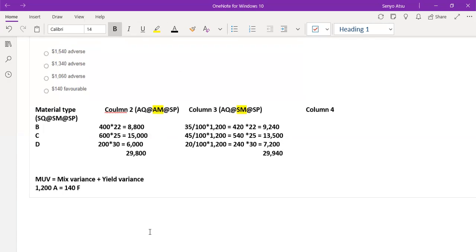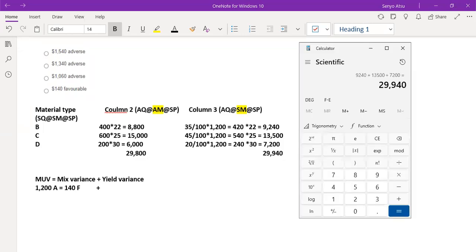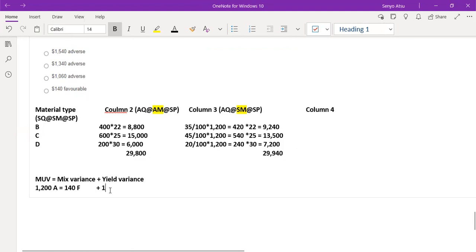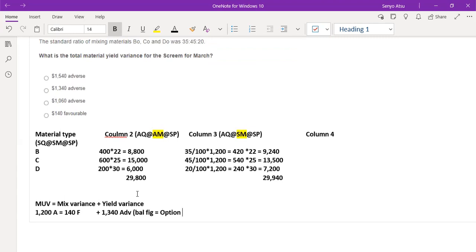So I can just work out the yield variance. 140 favorable plus what will give me 1,200 adverse. There will be a mathematics play here. Let me do 1,200 plus 140. I need the yield variance to be 1,340 adverse, so that when it is added to the mix variance 140 favorable, I'll get the usage variance 1,200 adverse. So the yield variance, the balancing figure in this equation, is answer option B, 1,340 adverse.